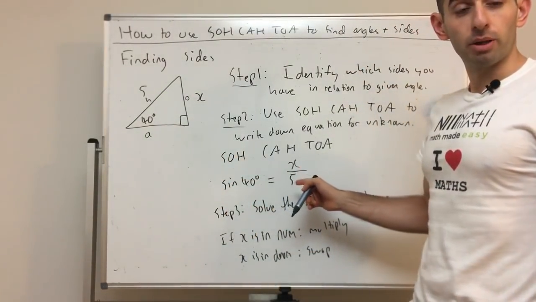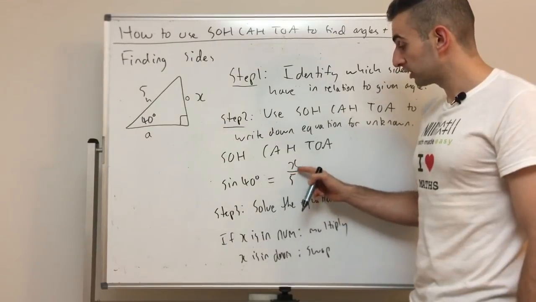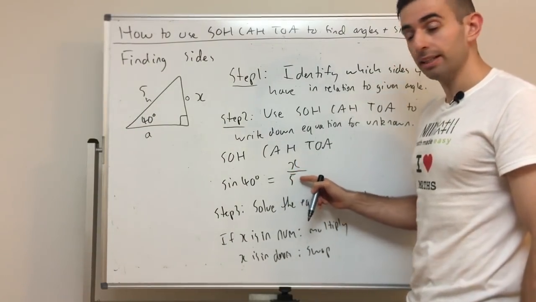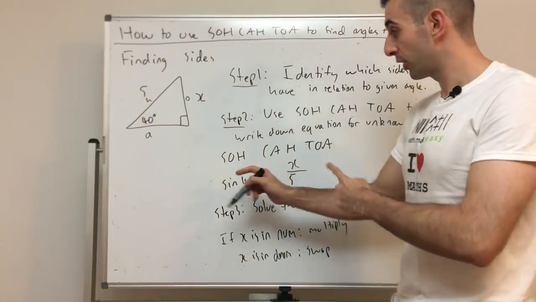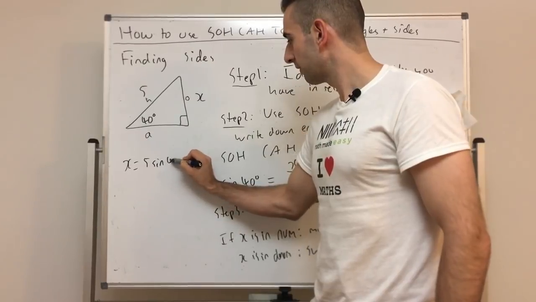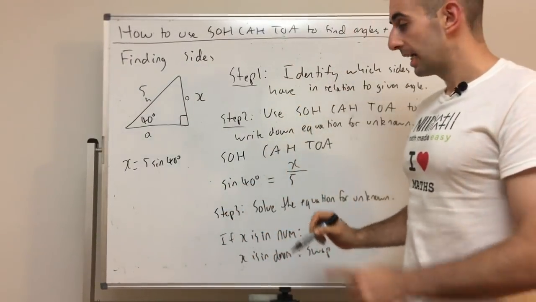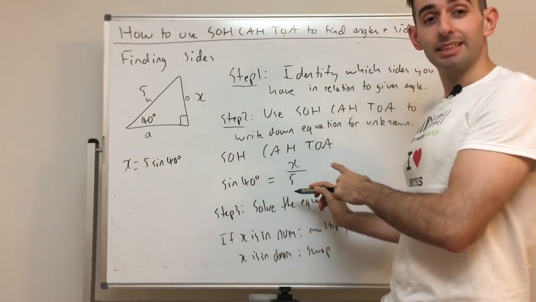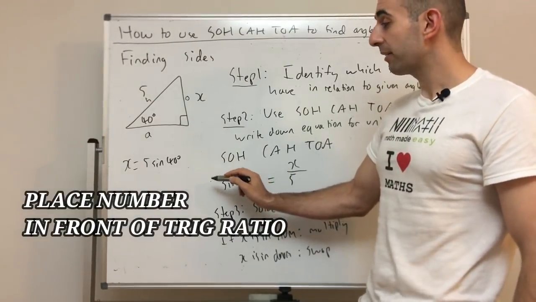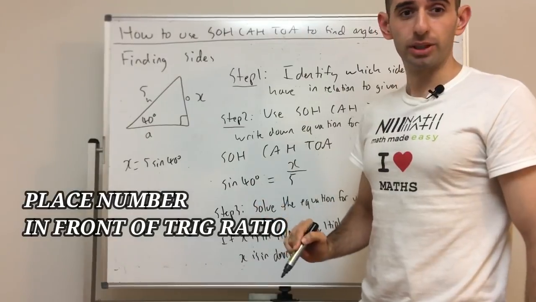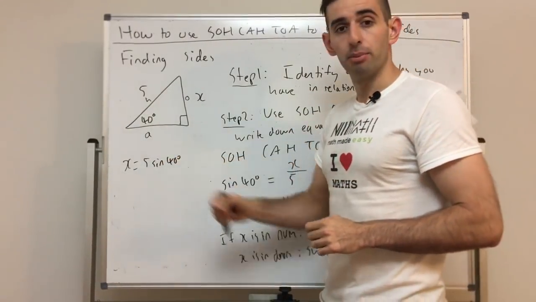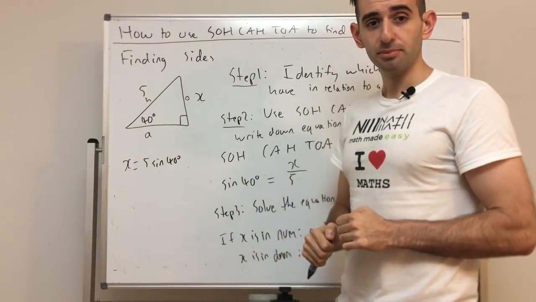All I have to do is multiply, and what it means is multiply this number here, because we want to get x by itself, so that means I need to get rid of this number here. Since it's dividing, we'll just times it over. So x equals 5 sine 40 degrees. Now note, when you're timesing numbers over with trig ratios, place the number in front of the trig ratio. It's very confusing to put it after the 40 degrees because you might think it's a part of the degrees. So always put the number in front of the trig ratio.